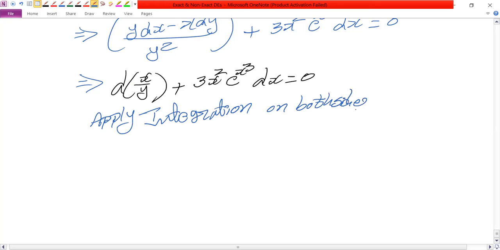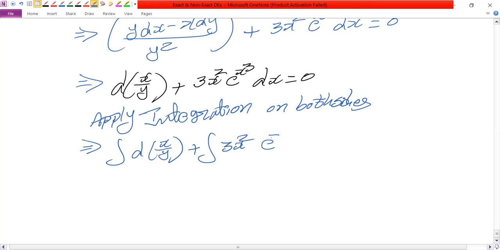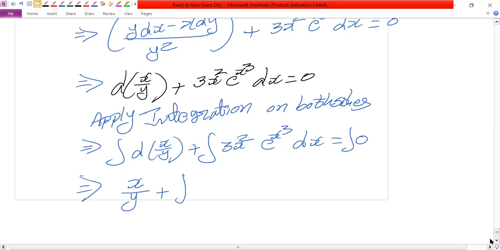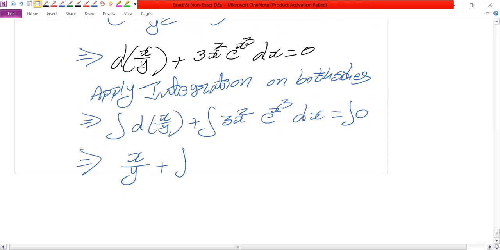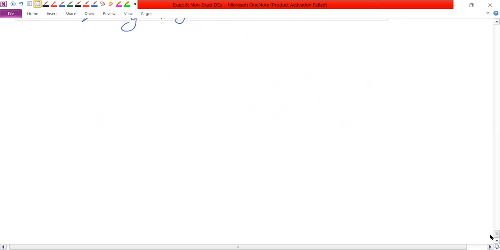If I apply integration on both sides, then we will get integration of d of x by y plus integration of 3x square exponential of x cube into dx equals to integration of 0. We know that integration and differentiation are inverse operators. So the first term value is x by y directly, plus the integration, which we cannot find directly. We have to apply integration by parts, or we can apply one more special case, the substitution method.